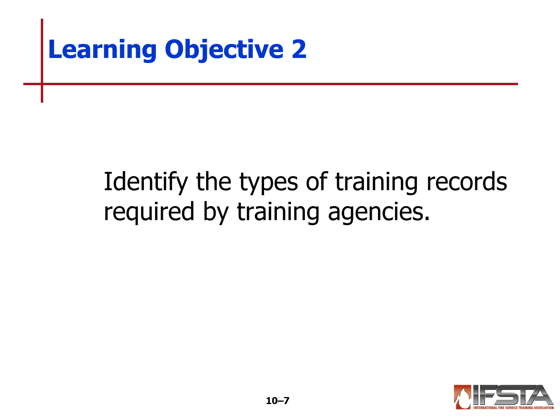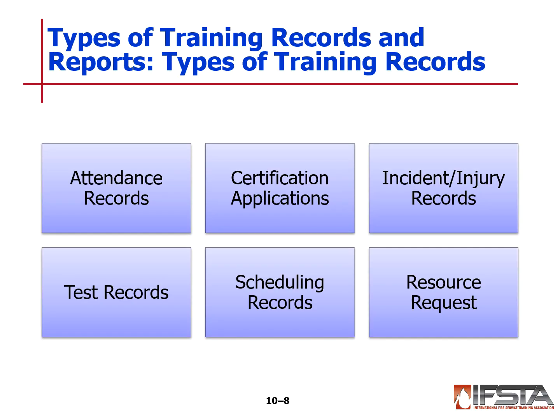Learning Objective 2. Identify the types of training records required by training agencies. The types are attendance records, certification applications, incident injury records, test records, scheduling records, and resource requests.